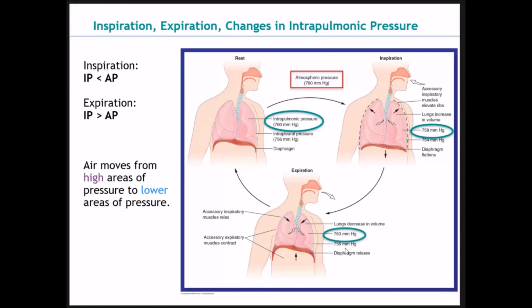Opposite down here, looking at expiration. So now we see that we have expired. We've pushed out all of our air. So now the size of our lungs decreases. Since the size of the lungs decreases, the pressure increases. And you can read that here. We have a decrease in lung volume, and we now have a higher pressure. The pressure is higher in the lungs than it is in the atmosphere. So that causes us to exhale because air always moves from areas of high pressure to areas of lower pressure.